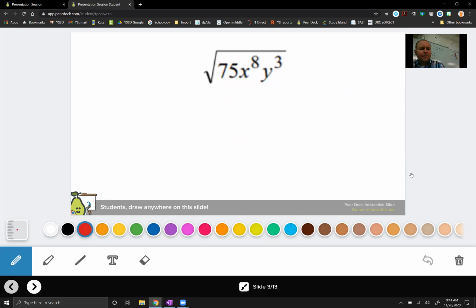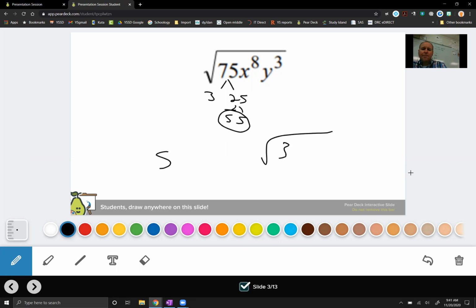All right, next one we have is 75, hopefully using 3 and 25. Because when I think about 75, I think about 75 cents. That's something that most of us have used sometime in our life, maybe the vending machine or whatever. So I get a pair of 5s and I get a single 3. I have x to the 8th. So 8 divided by 2, that's kind of the way to think about it here. I would have x to the 4, and y to the 3. I'm going to get one of those and 1 left over.